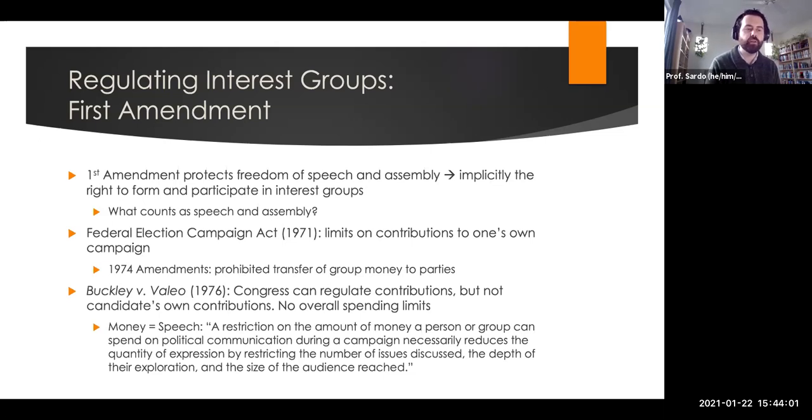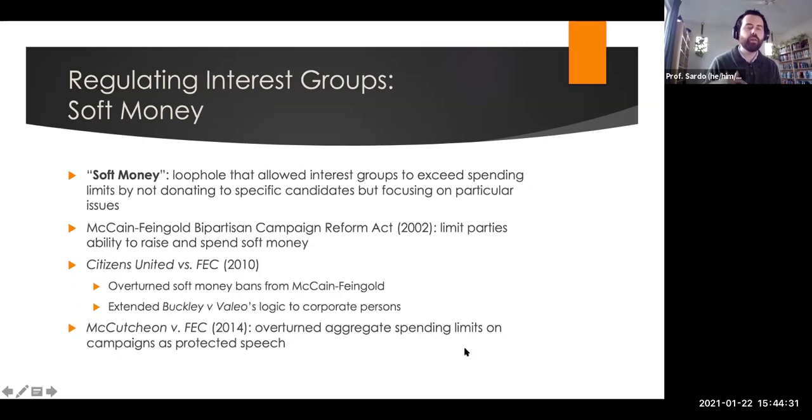Part of the opinion reads, a restriction on the amount of money a person or group can spend on political communication during a campaign necessarily reduces the quantity of expression, by restricting the number of issues discussed, the depth of their exploration and the size of the audience reached. That limiting money ultimately is limiting speech. You're limiting the amount of political speech that's happening, and therefore we cannot have overall spending limits by individuals and groups on political campaigns.